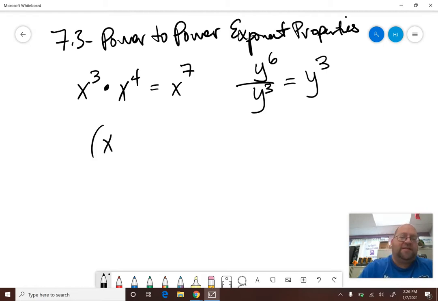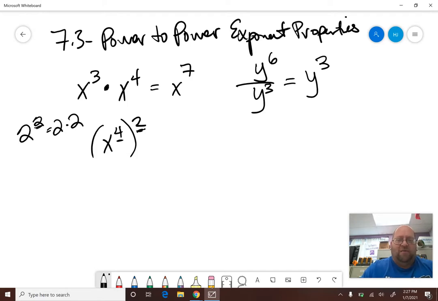So let's say we had x to the fourth, and we were raising that to the second power. So what I want you to notice here is this time I have a power here. I have an exponent, but I'm actually raising that to an exponent again. Okay, so that's the reason it's called power-to-power exponent properties. And so remember when we were talking about exponents before, for example, if you had 2 squared, that is the same thing as 2 times 2. Okay, this 2 is just telling this base that it needs to repeat itself twice.